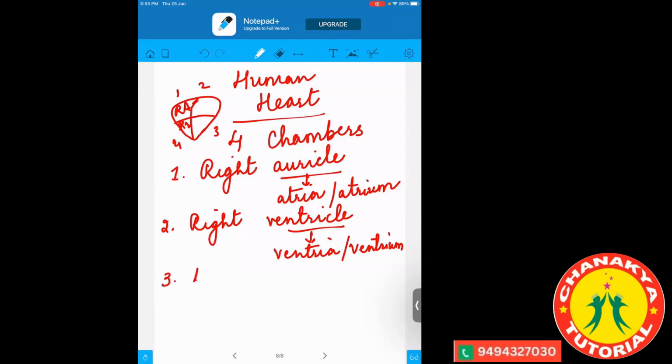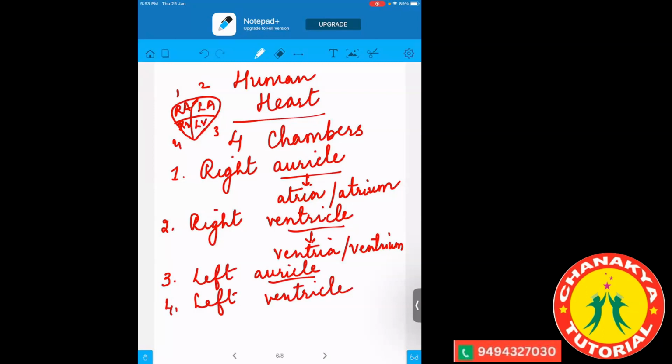Then the third chamber is the left auricle. Again, the auricle has 3 different names: auricle, atria, and atrium. And the last chamber is the left ventricle, also called left ventria or ventrium. They are all the same. So right auricle, left auricle, right ventricle, left ventricle: these are the 4 different chambers of the human heart.